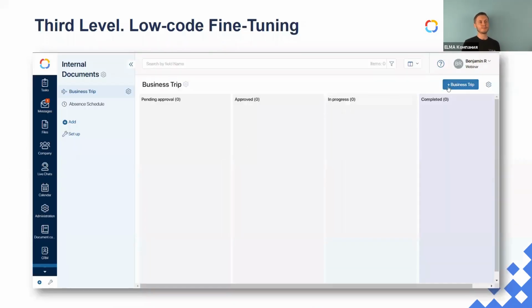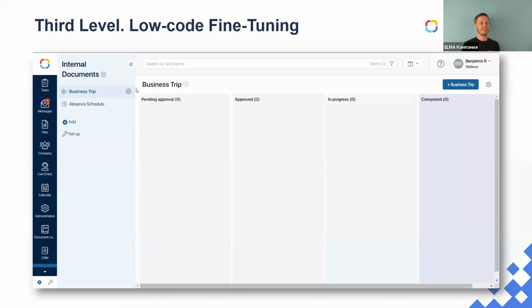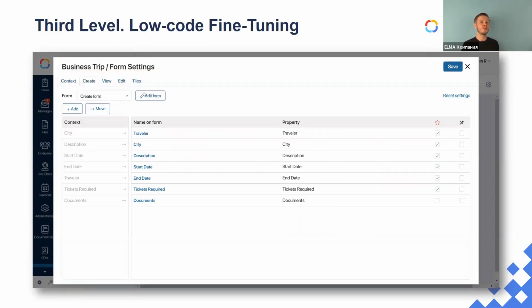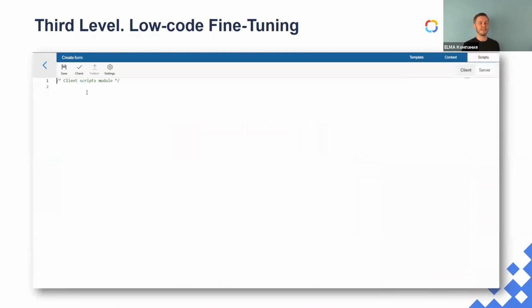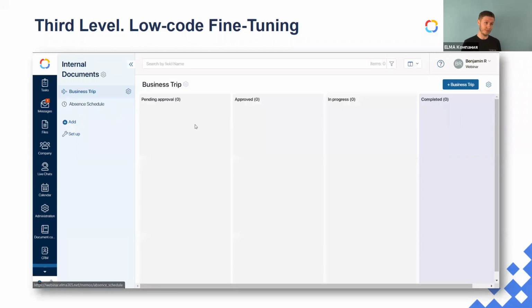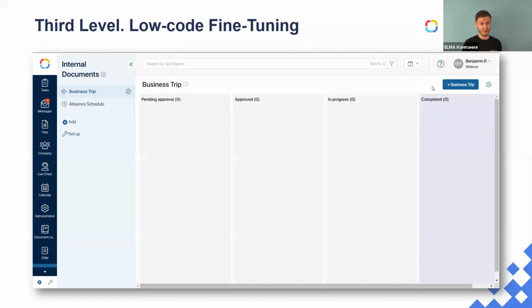The third level, this is actually my favorite level. This is the level where you can use small bits of code to improve dramatically what you have in your business app. What you see on your screen is one line of code that allows us to fill in the traveler in our business trip request automatically. The code just takes the current user and fills it in on the form.